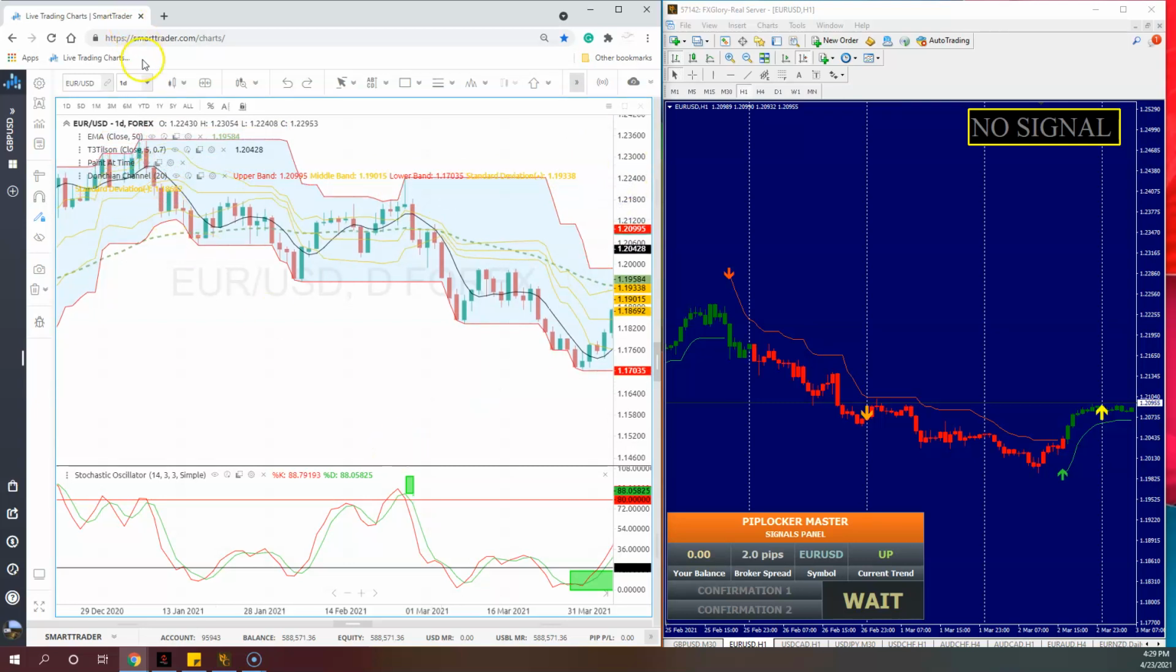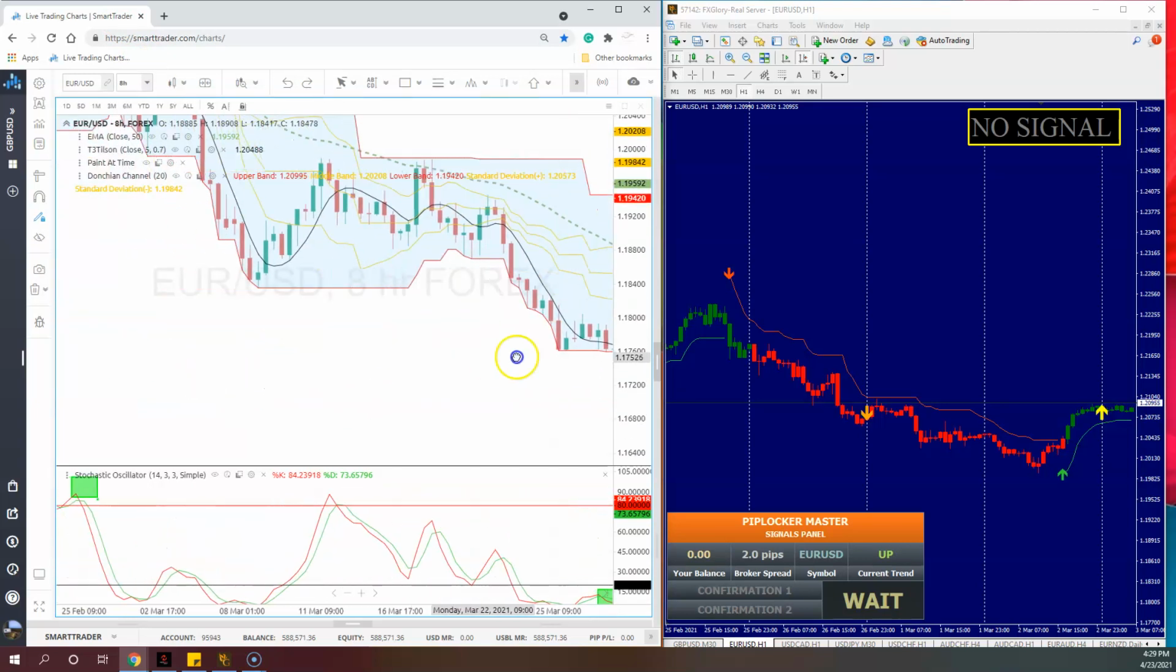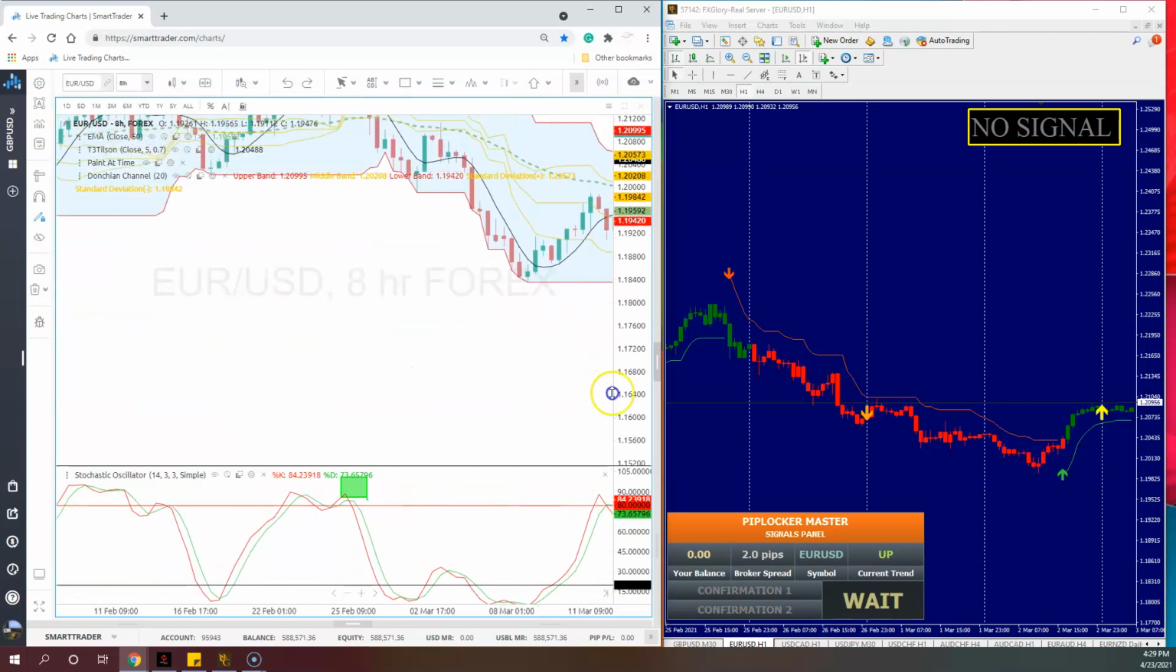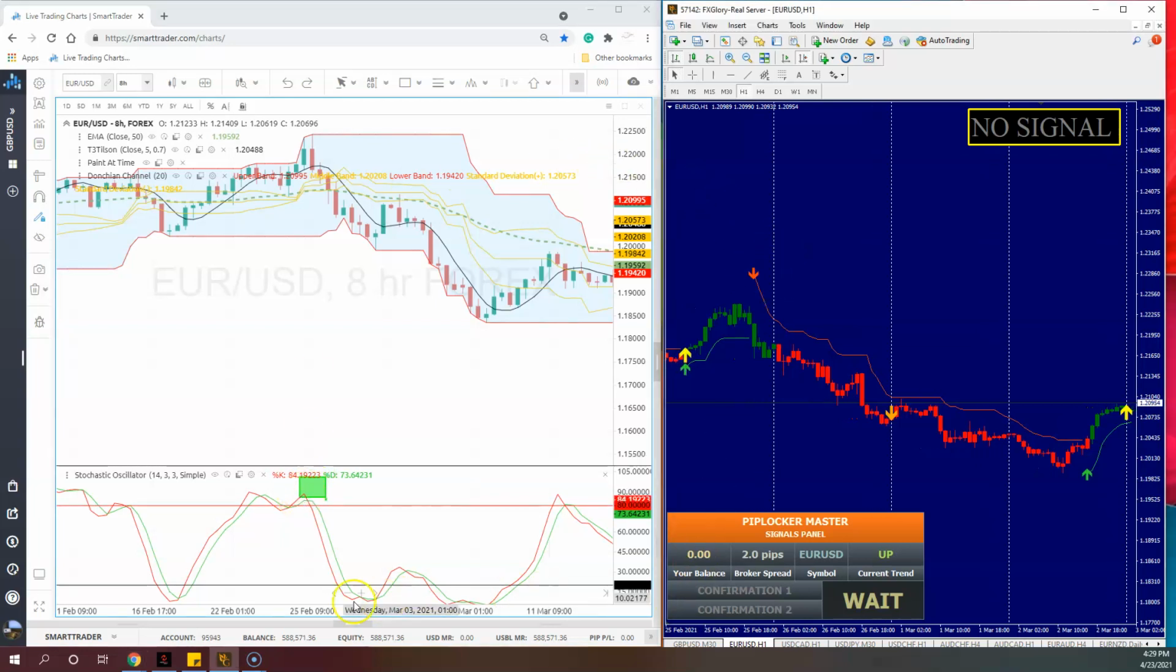Okay, switch over to the 8-hour chart. And there it is again. Stochastics is overbought on the 8-hour chart, and on the 8-hour chart we have tweezer tops. And on the right-hand side, there's the time, February 26th, where we have a sell signal on Piplocker.